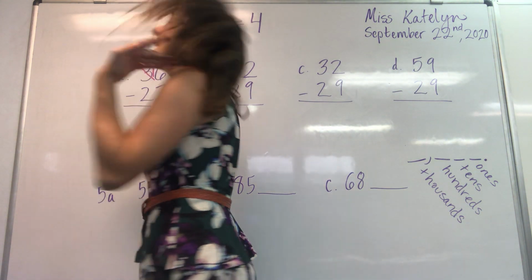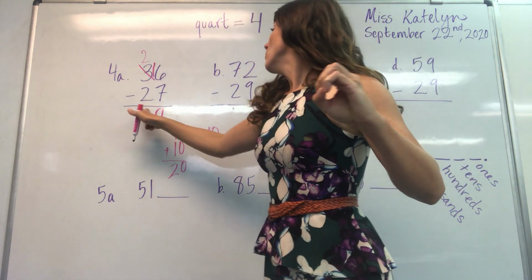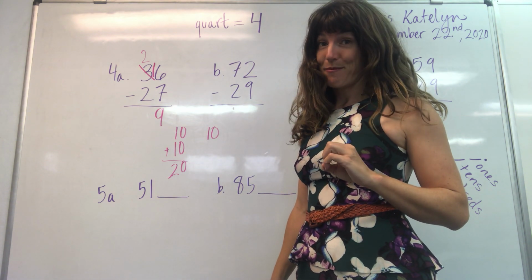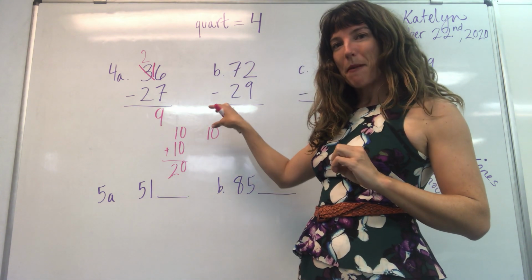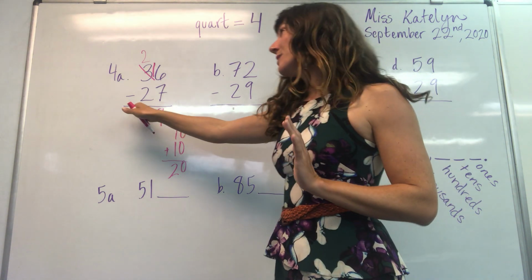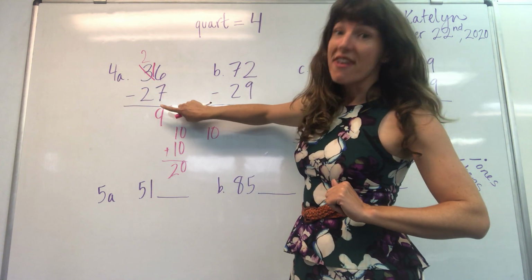And now 2 minus 2 is 0. And we do not place zeros in front of numbers, okay? We only place them behind, okay? So I don't have to put that 0 here. My final answer for 4A is 9.